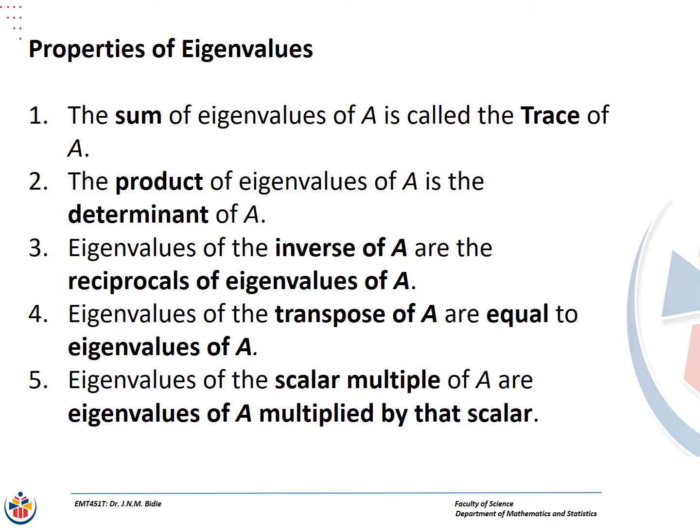Then for our syllabus, we need the properties of those eigenvalues. After you've found the eigenvalues of a particular matrix A, we are able to get the trace of A. The trace of A is the sum of the eigenvalues of A. But if you calculate the product of those eigenvalues, then you get the determinant of A.